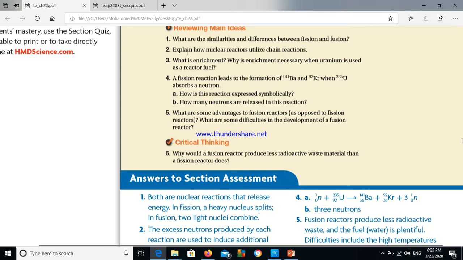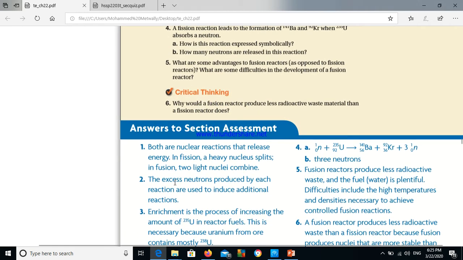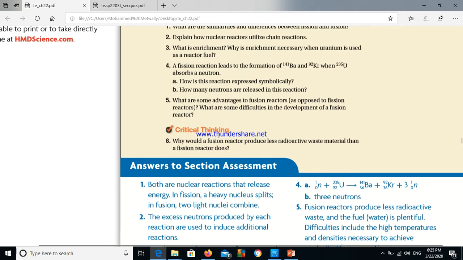Question 2. Explain how nuclear reactors catalyze chain reactions. The excess neutrons produced by each reaction are used to induce additional reactions. Because the excess neutrons produced by each reaction are used to what? To induce additional reactions.